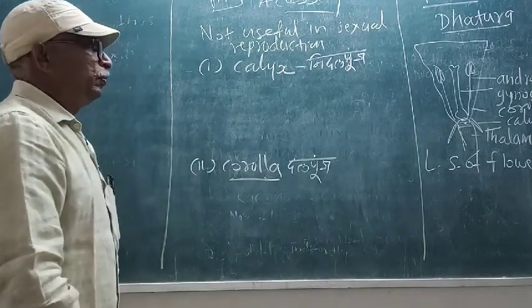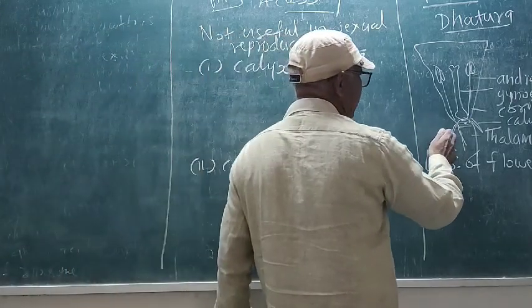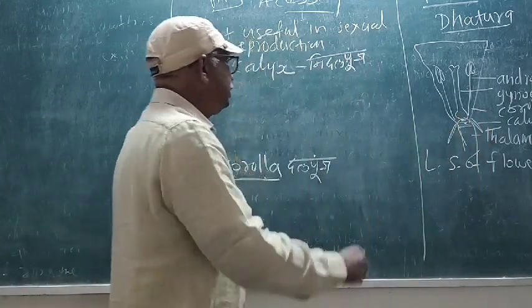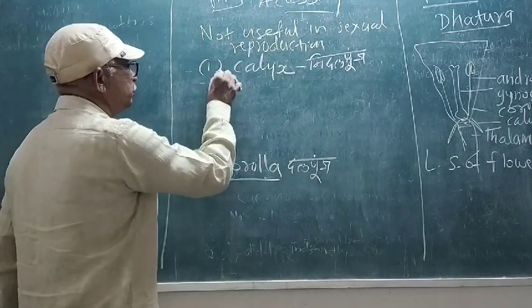So this one part is the calyx. This is the outermost part.